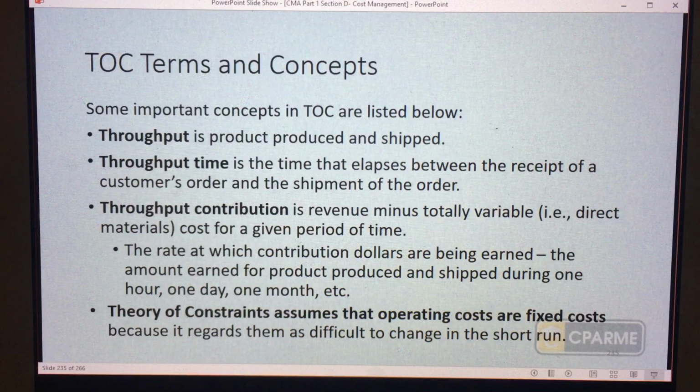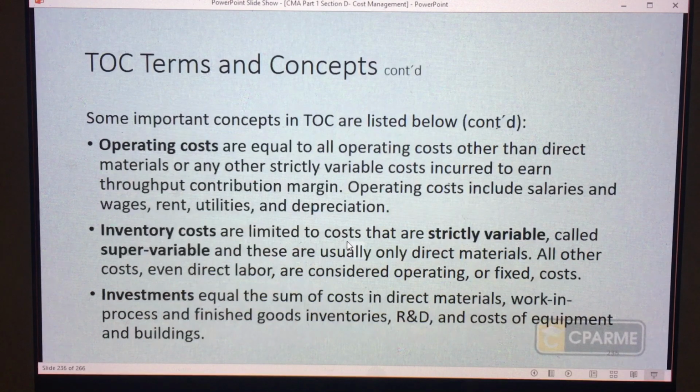The theory of constraints assumes that operating costs are fixed costs because it regards them as difficult to change in the short run. Operating costs would be the same. They are equal to all of your operating costs other than direct materials and any other strictly variable costs. Inventory costs under your theory of constraints are limited to costs that are strictly variable. We know this also as super variable.